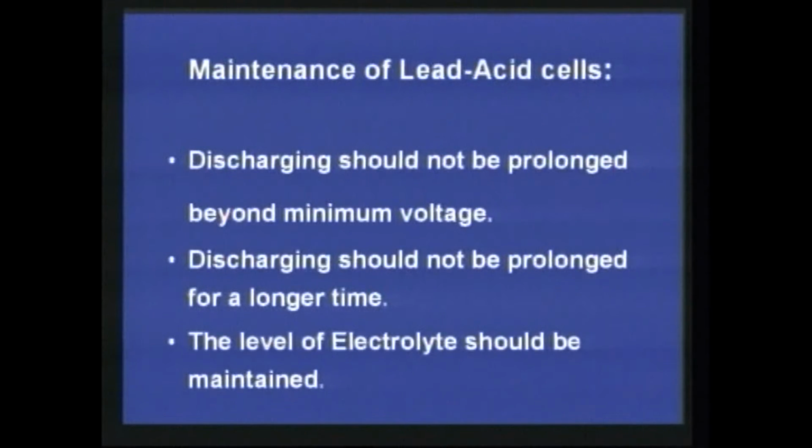Now we look into the maintenance of lead acid cells. The discharging should not be prolonged beyond minimum voltage. To maintain the lead acid cell for a certain period, the discharging should not be prolonged beyond minimum voltage, that is, beyond 1.8 volts. Also, the discharging should not be prolonged for a longer time. The level of electrolyte should be maintained.